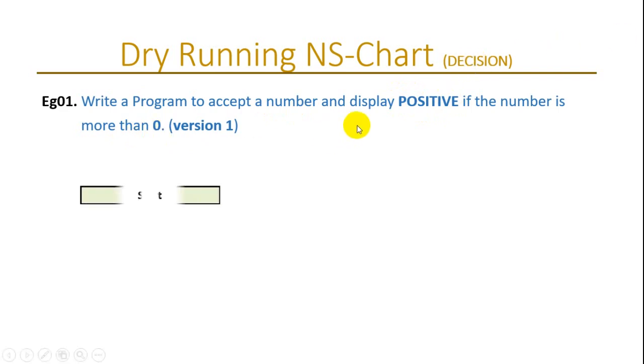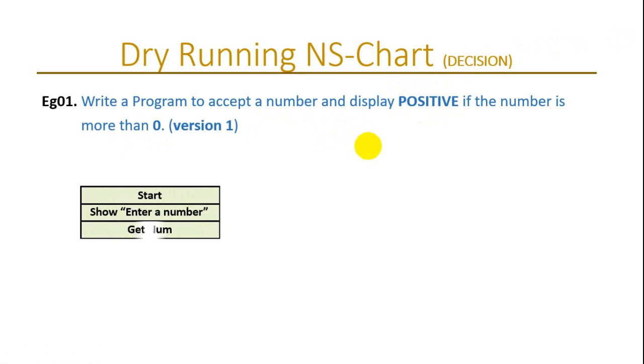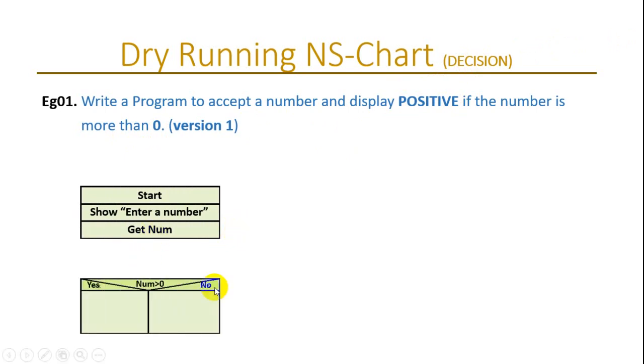So now I'm writing the NS chart first. Start, then I want to say enter a number and get the number into the variable called num. Then we have to see whether this number is more than 0; only then do we want to say positive. So that is why I'm using a decision.